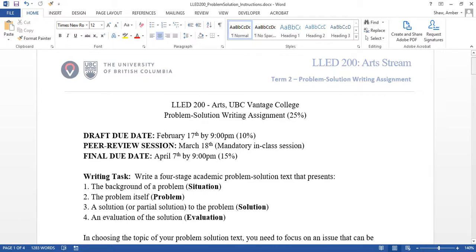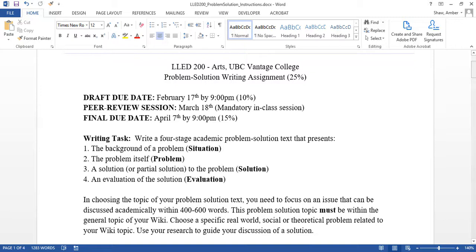like this. This assignment is worth 25% of your total mark in LLED200. So the draft will be worth 10%. We will have a peer review session in class, and then the final due date and the final copy will be worth 15%. So first draft due date is February 17th by 9 p.m. on Canvas. Then we'll have our peer review session in class on March 18th. And then the final due date will be April 7th by 9 p.m.